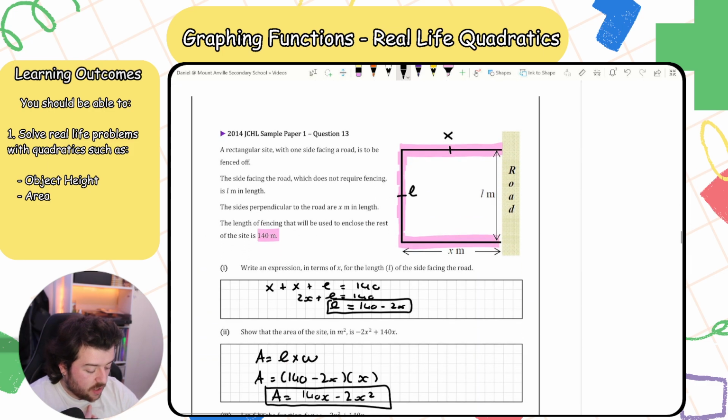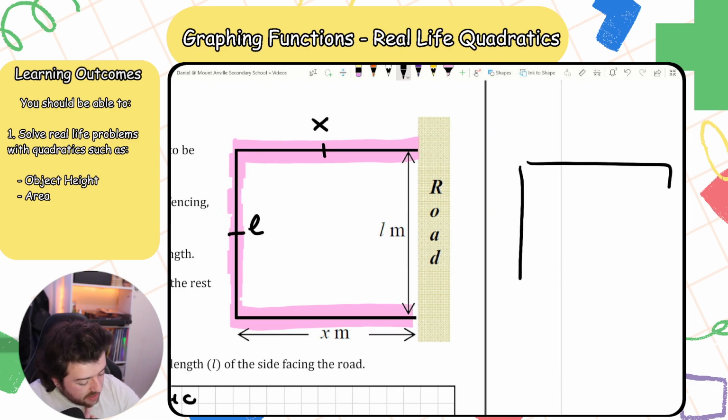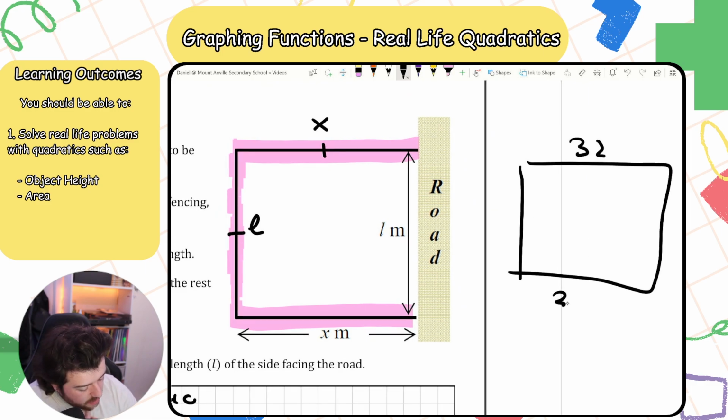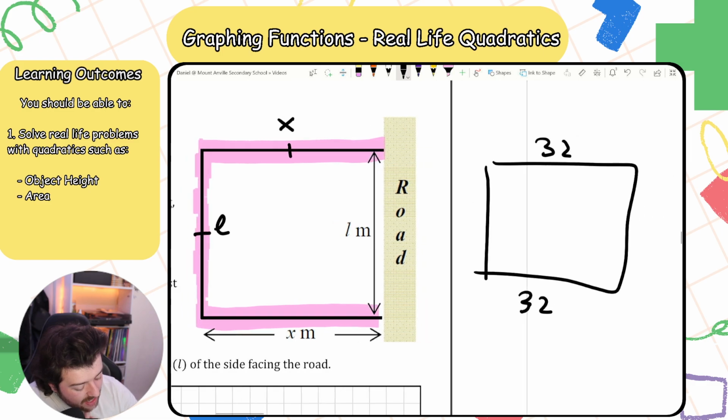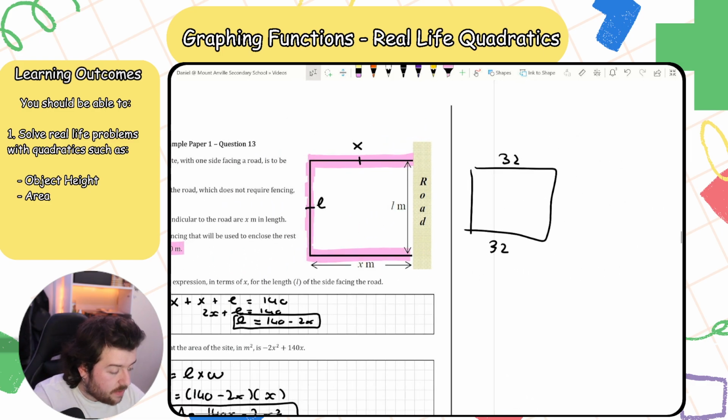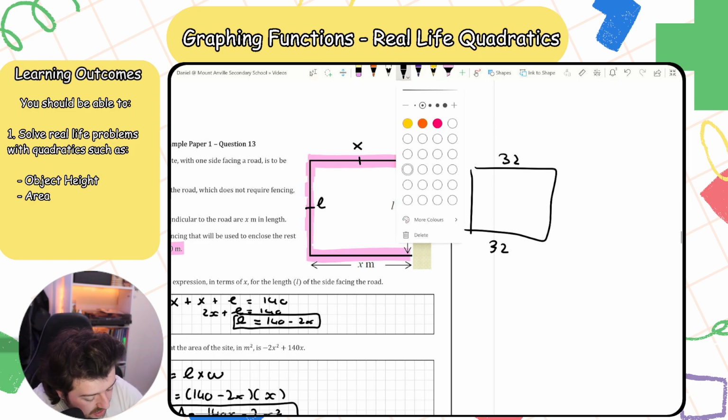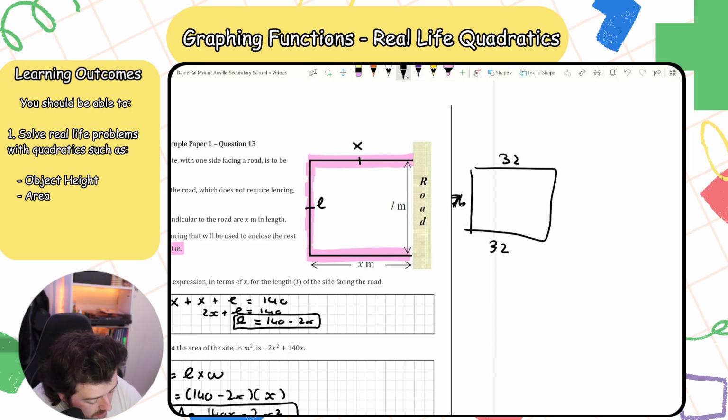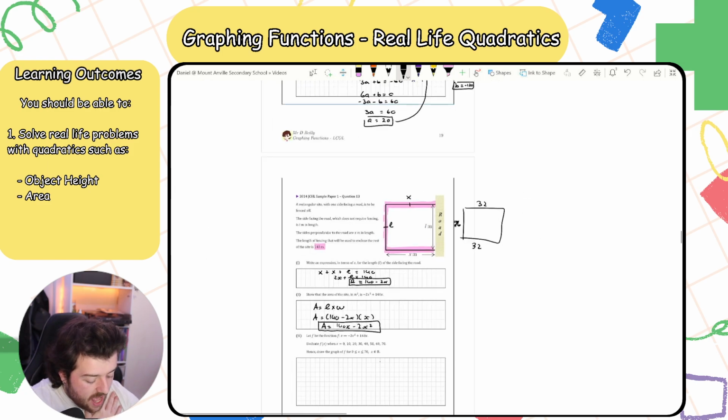So if x equals 32 here, let's say, I'd have a shape like this. L is equal to 140 minus 2 times 32. So that's 76. And this here will give me the maximum possible area for that site. It will give me the biggest amount of space for the dimensions I am allocated.